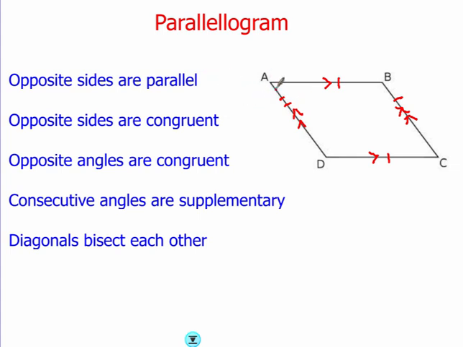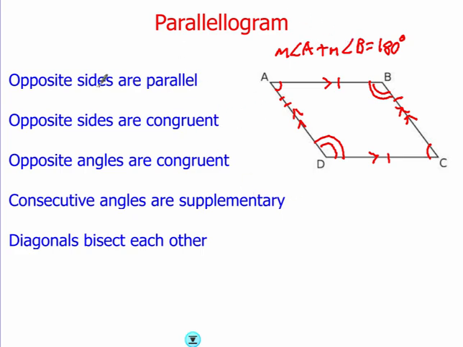Also, our opposite angles are going to be congruent. And consecutive angles, being angles that share a side and are next to each other, are always going to be supplementary. So like here, the measure of angle A plus the measure of angle B is always going to be equal to 180 degrees. So consecutive angles are always supplementary in a parallelogram.